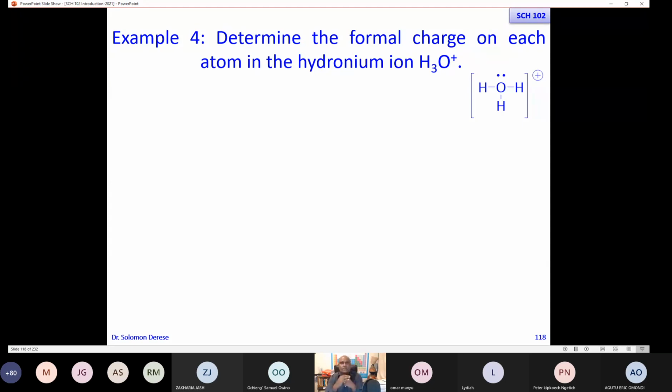Oxygen has got how many electrons in its valence shell? 6. Now, when you look at this molecule of H3O+, how many bonds has the oxygen formed? 3 bonds, isn't it? Because of these 3 bonds, we have a total of 6 electrons, isn't it? But from these 6 bonding electrons, how many of them were contributed by the oxygen? 3. Only 3 of them, okay?